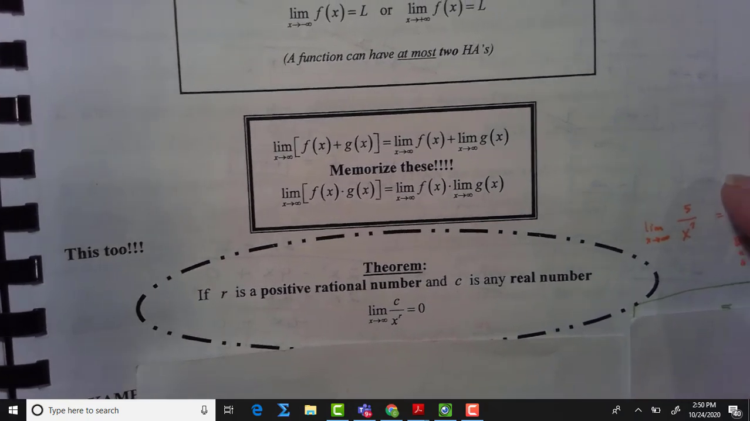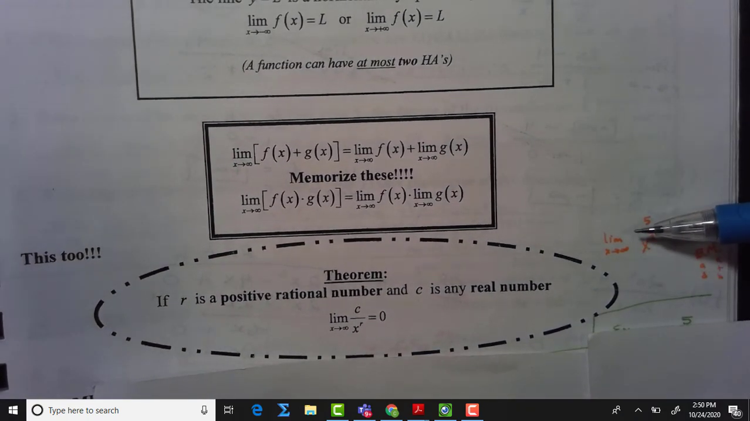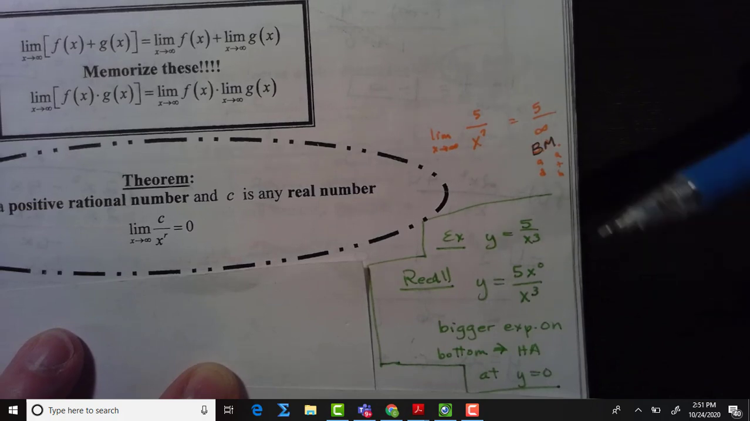Let's think about this. Look at the limit as x approaches infinity of 5 over x to the 7th. As x approaches infinity, some number to the 7th power is going to be very, very, very big. So 5 over very, very, very big means we're going to 0. Now, BM, bad math. We don't really write this. That is bad math.